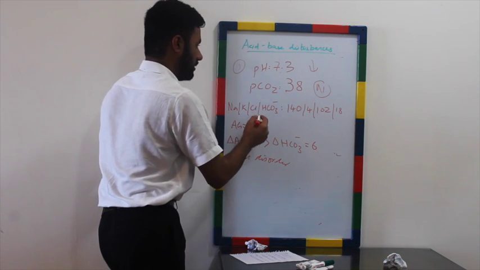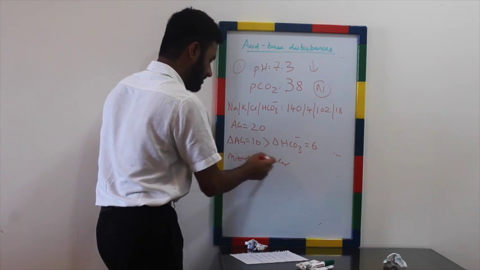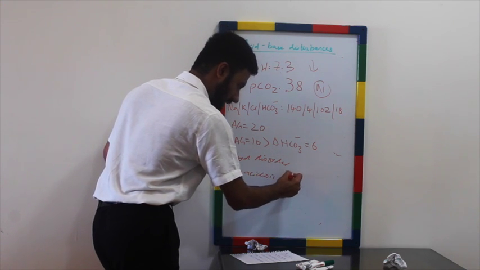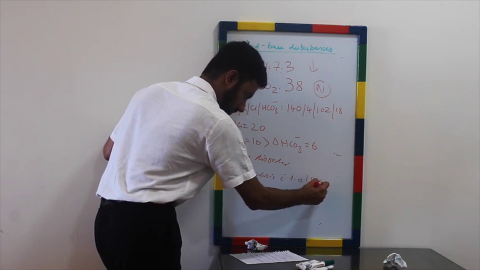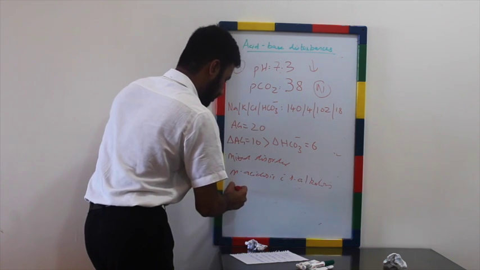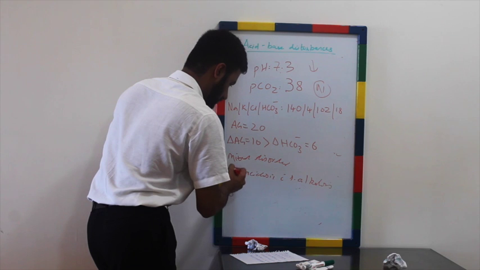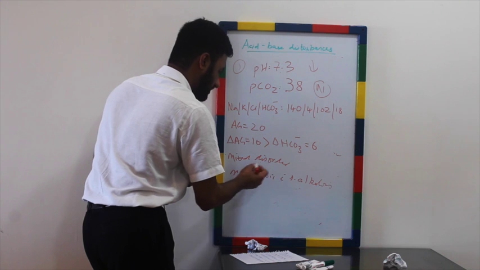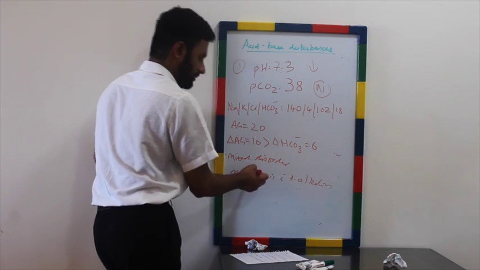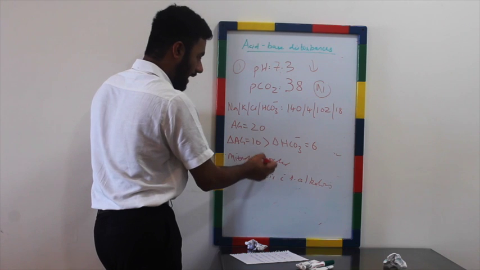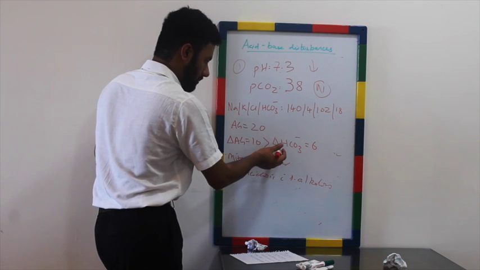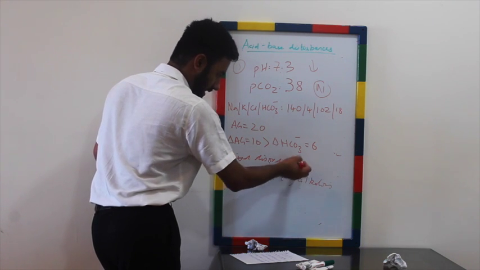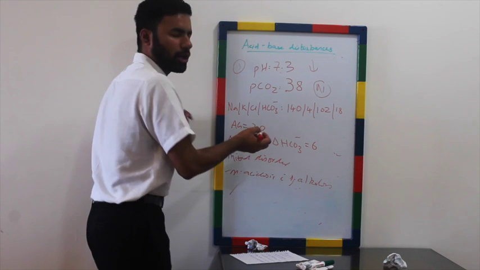High anion gap mixed disorder, metabolic acidosis with respiratory alkalosis. Now because you have a high anion gap metabolic acidosis and metabolic alkalosis also, it will be a mixed disorder: high anion gap metabolic acidosis with respiratory alkalosis with metabolic alkalosis.